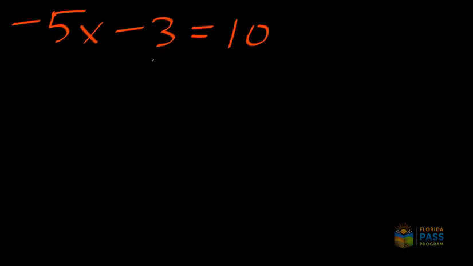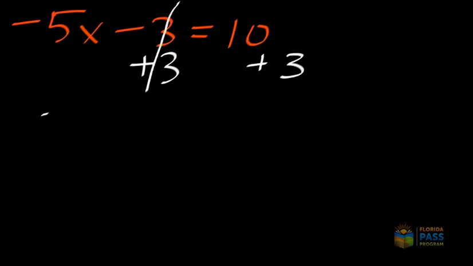Let's try this again. If I was to give you negative 5x minus 3 equals 10. You always do the opposite of what you see. So we start with addition or subtraction, and the opposite of subtraction is addition. I don't want to get ahead of myself here. Negative 3 plus 3, 0. So that cancels. Let me rewrite this problem.